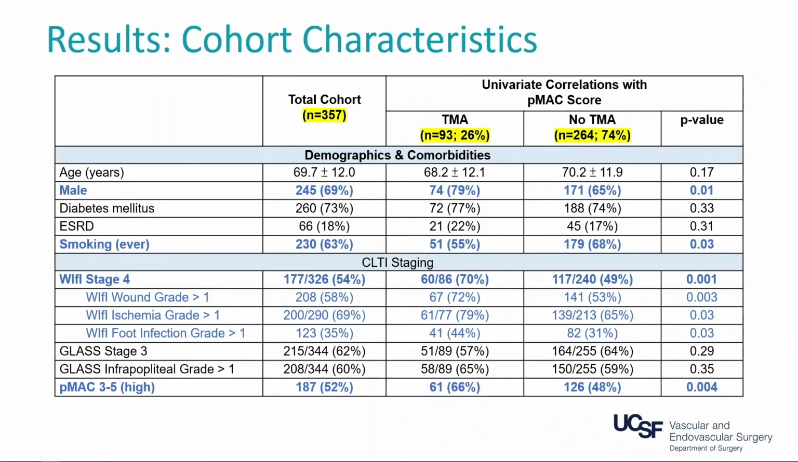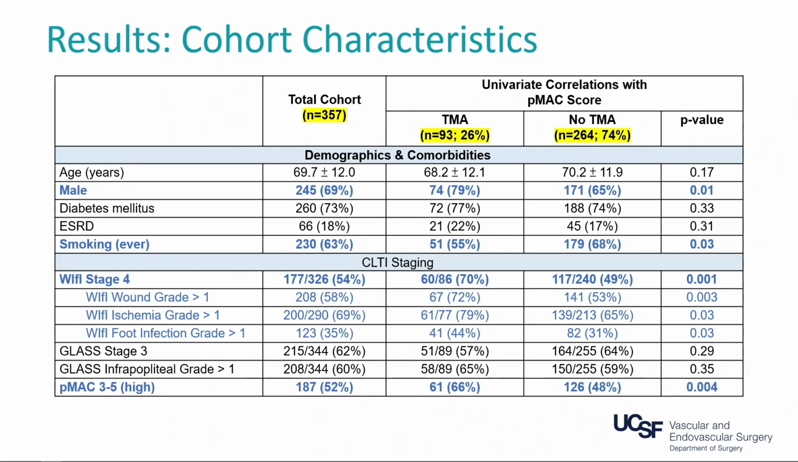We identified 357 patients that met our inclusion and exclusion criteria. 93 underwent TMAs, or 26% of the cohort, and 74% underwent revascularization alone. Those who required TMA were more likely to be male and have a history of tobacco use. 54% of the cohort presented with Wi-Fi stage 4 limbs, and not surprisingly, those with higher Wi-Fi stages, including all individual component grades of the Wi-Fi score, were more likely to have undergone a TMA.